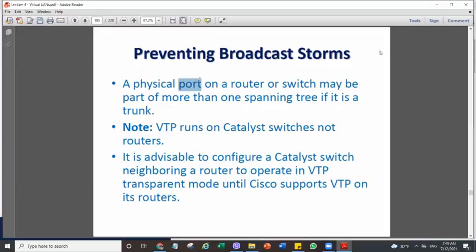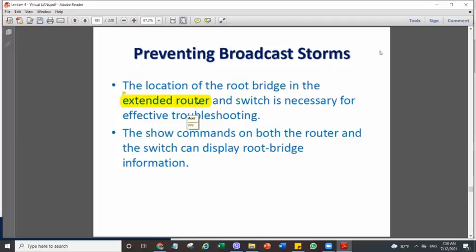A physical port on the router or switch may be part of more than one spanning tree if it is a trunk. Yes, a physical port of the router is there, because even though a router is a layer 3 device, eventually it has layer 2 involvement. So that also takes part in the spanning tree, right?